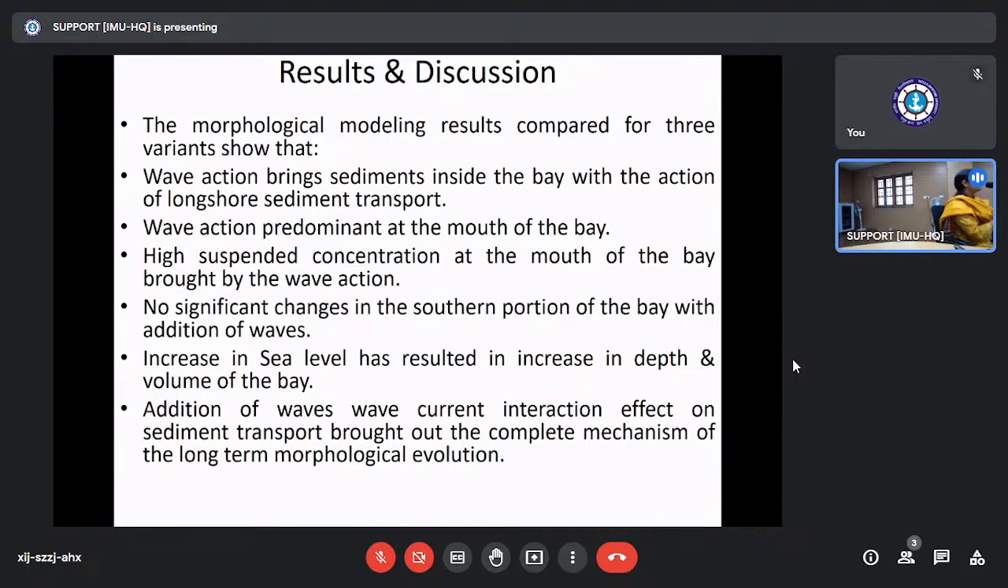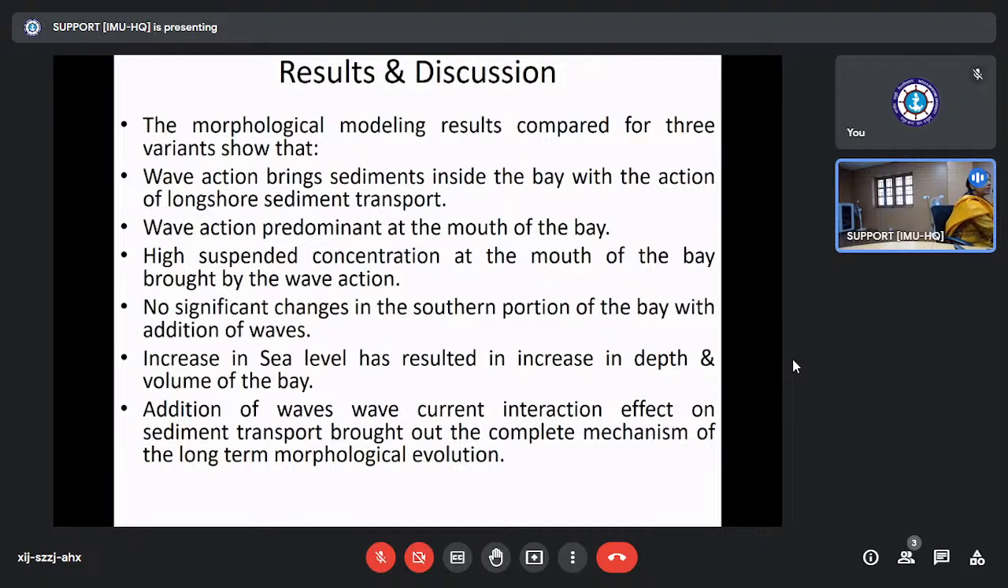So the comparison of the morphological model for these three variants shows wave action. We have compared the model, input reduction, and MSL level changes. So inclusion of waves with the flow model shows that wave action has brought sediment inside the bay as an action of longshore sediment transport. The action is predominant at the mouth of the bay as considerable sedimentation has occurred at the mouth.